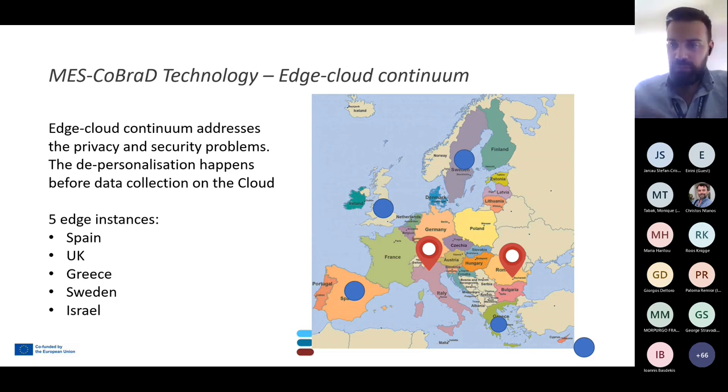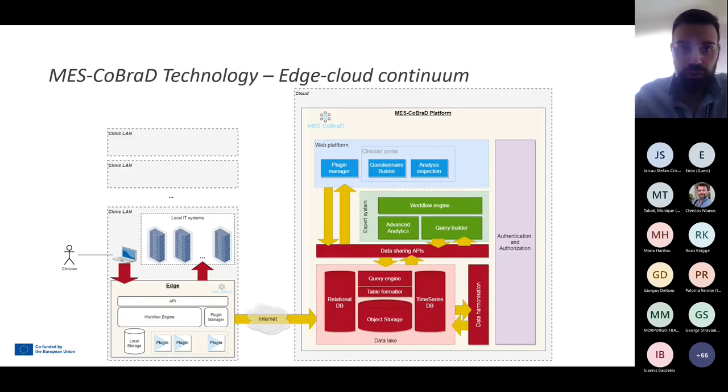This means that all the personal information is processed locally to the clinics, and then after it has been anonymized or depersonalized, it is sent to the cloud. At the moment, we have 5 edge instances in Spain, in UK, in Greece, in Sweden, and in Israel. We don't have all of them yet, but we will have them by the end of the project. All those instances, as I said, will use an edge component with the architecture depicted on the left-hand side of this slide. This edge component is actually part of the MES CoBraD platform.